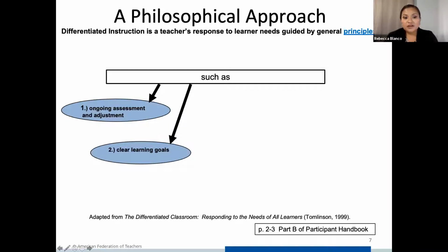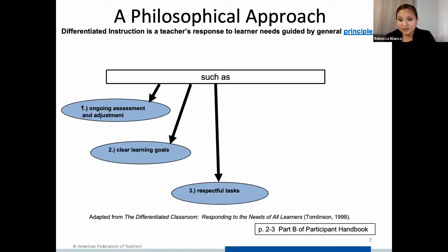We need to have clear learning goals. The clear learning goals are going to be based on those assessments which we've given to them. Of course, this is what guides our instruction. We have those ongoing assessments and we know these are areas of refinement, these are their strengths. So what do we need to look at for each student? What are their goals?